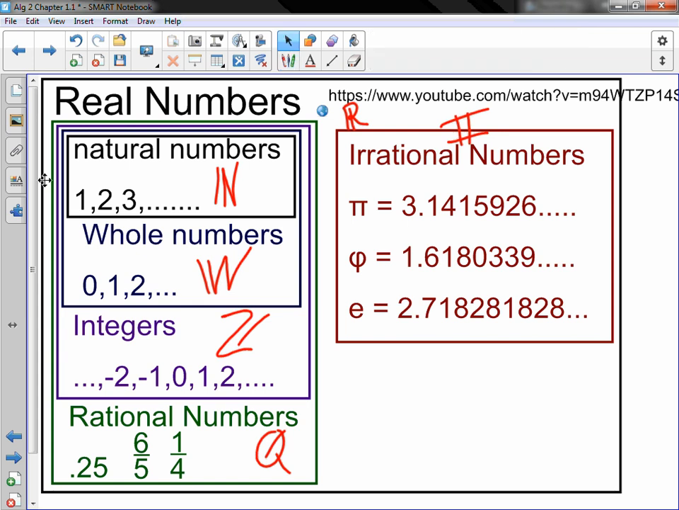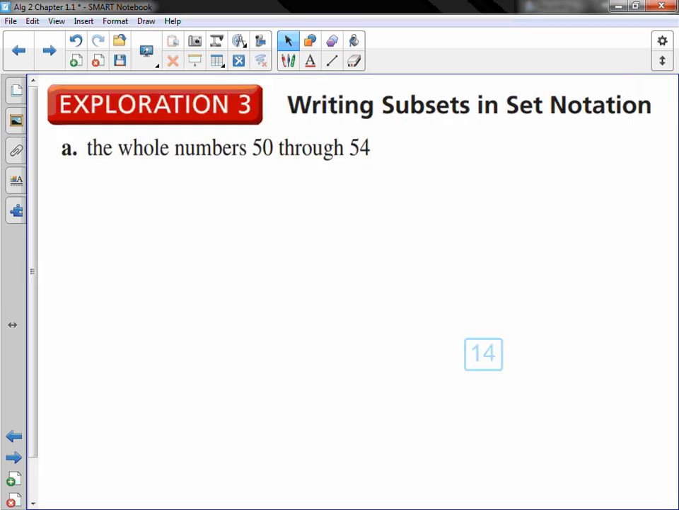Are we good with this here? Yes, for the most part? So, writing the subset and using this kind of notation we just found of the whole numbers 50 through 54.